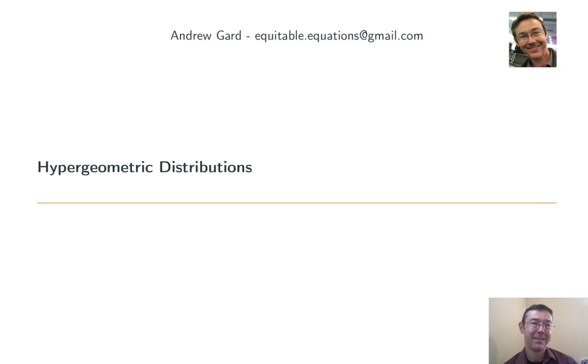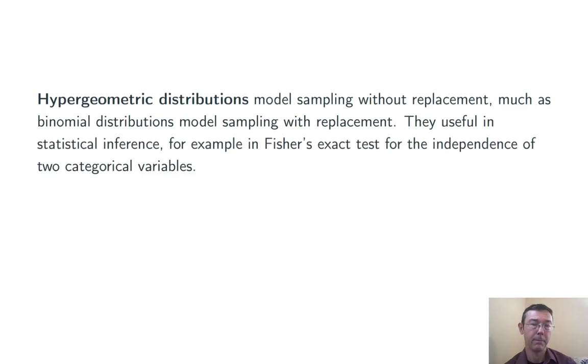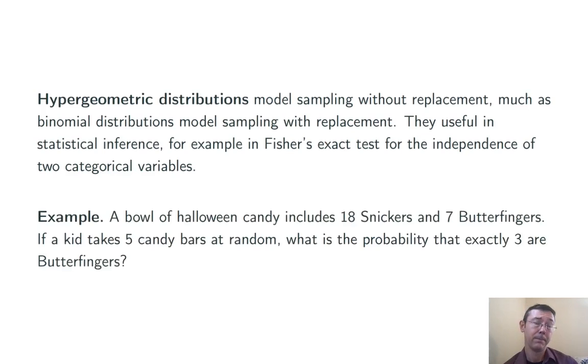Hey everybody. Today we're talking about hypergeometric distributions. These model sampling without replacement much in the same way as binomial distributions model sampling with replacement. They come up from time to time in statistical inference, for instance in Fisher's exact test for the independence of two categorical variables. Let's jump right in with an example.